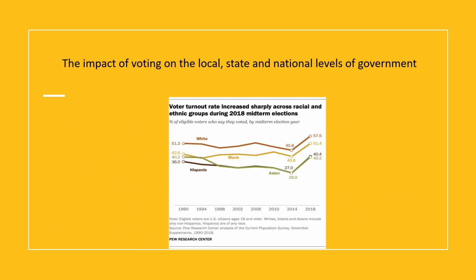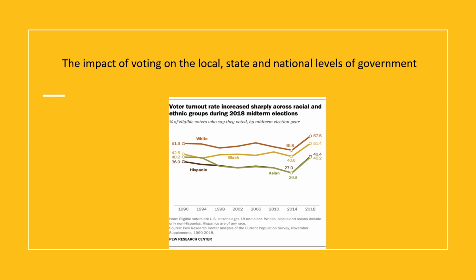Now we're going to look at the impact of voting on the local, state, and national levels of government. What we have in front of us is a graphic, a line graph specifically, focusing on voter turnout between 1990 and 2018. And what this shows us is that across all demographic groups that are presented in the graphic, voter turnout was lower in 1990 compared with 2018.